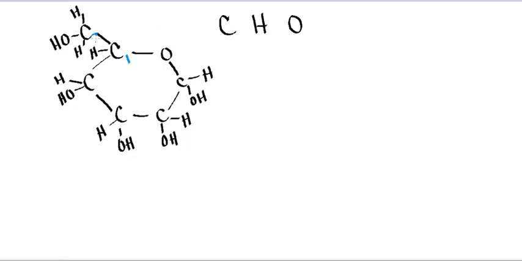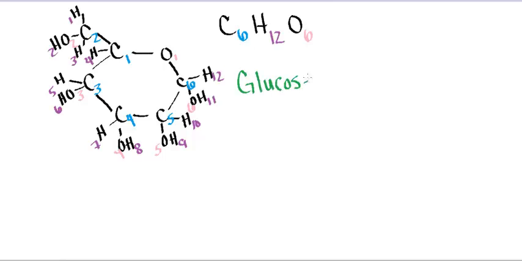But I want us to spend a minute and count the parts. We have 1, 2, 3, 4, 5, 6 carbons. Hydrogens are next. We have 1, 2, 3, 4, 5, 6, 7, 8, 9, 10, 11, 12 hydrogens, and 1, 2, 3, 4, 5, 6 oxygens. Now this molecule is called glucose, and it is a sugar produced by photosynthesis.